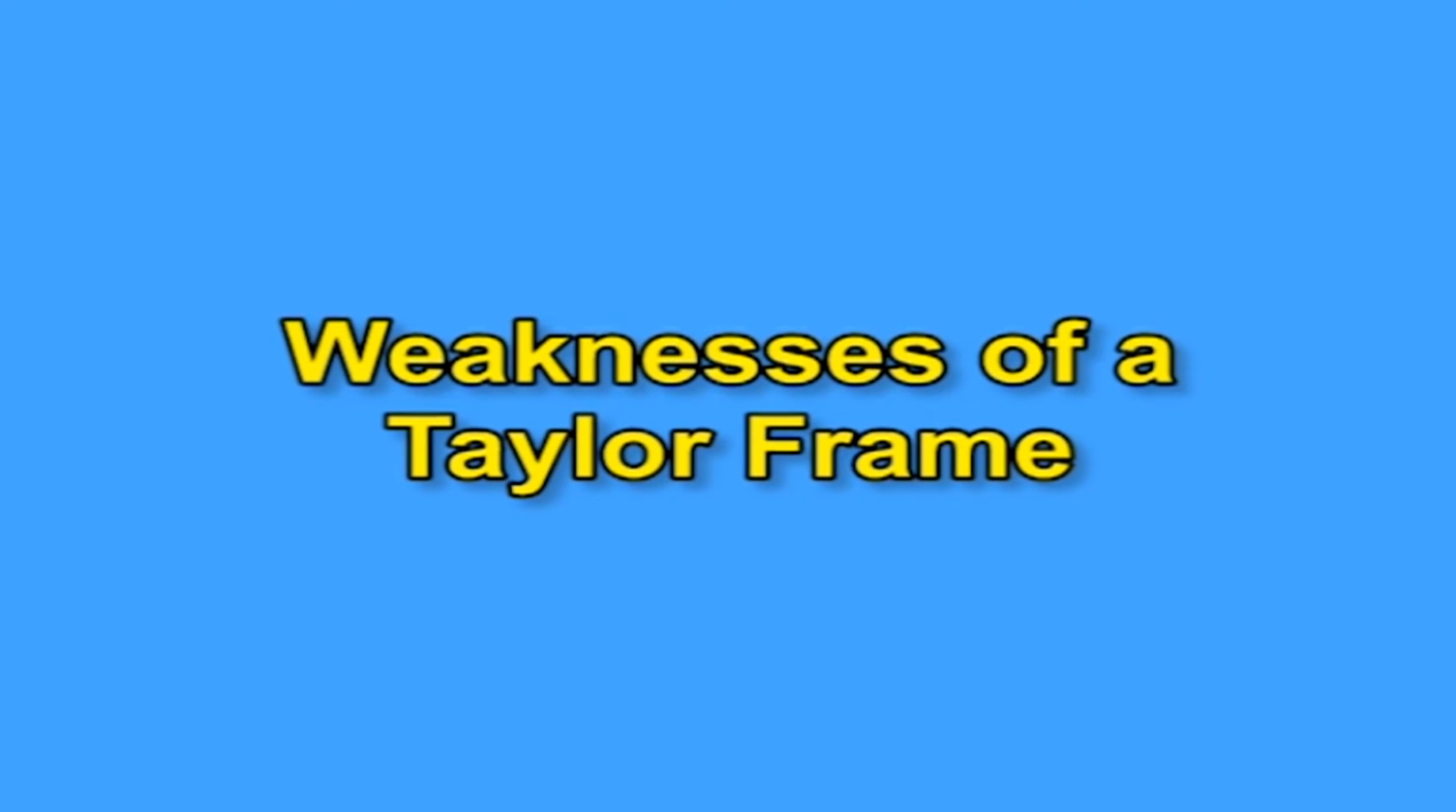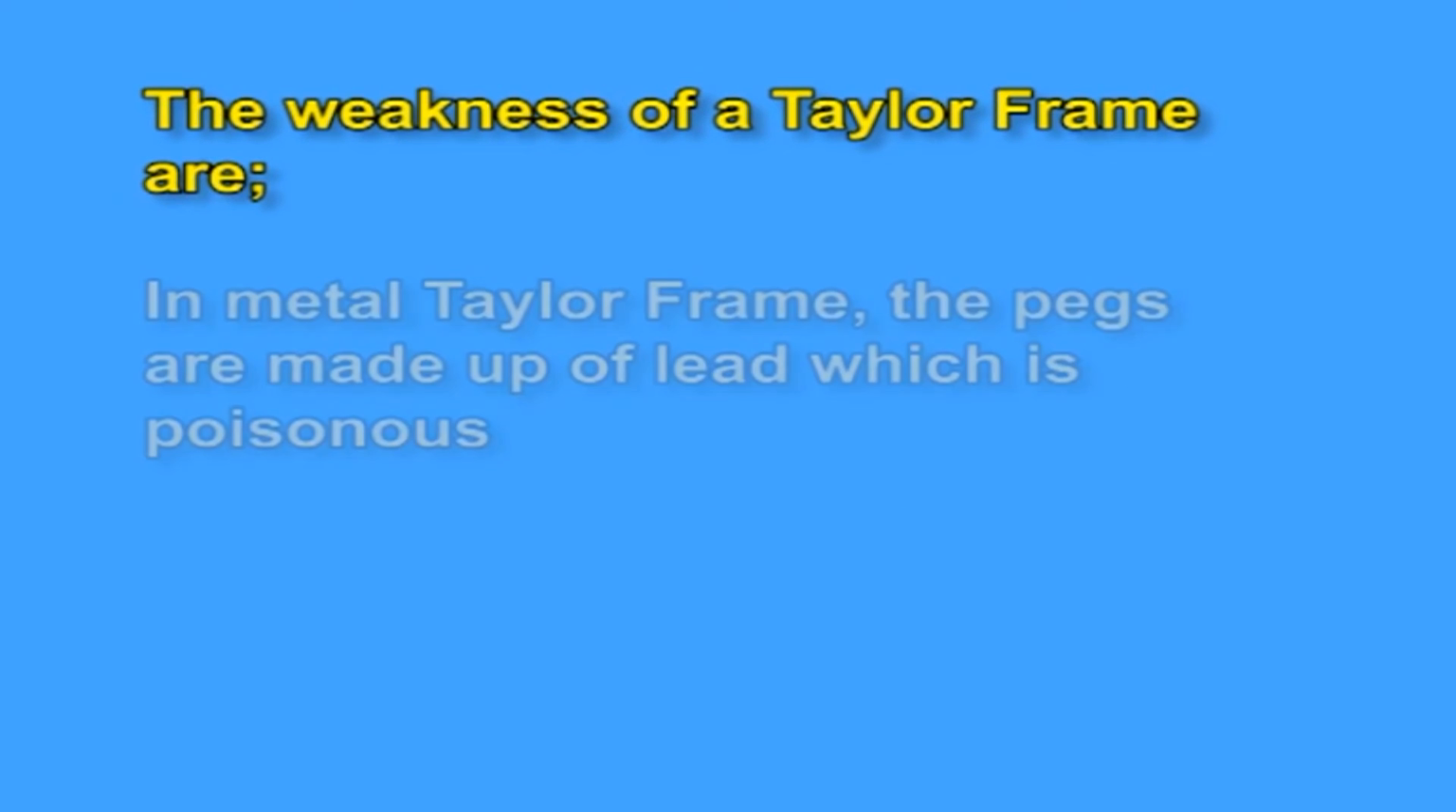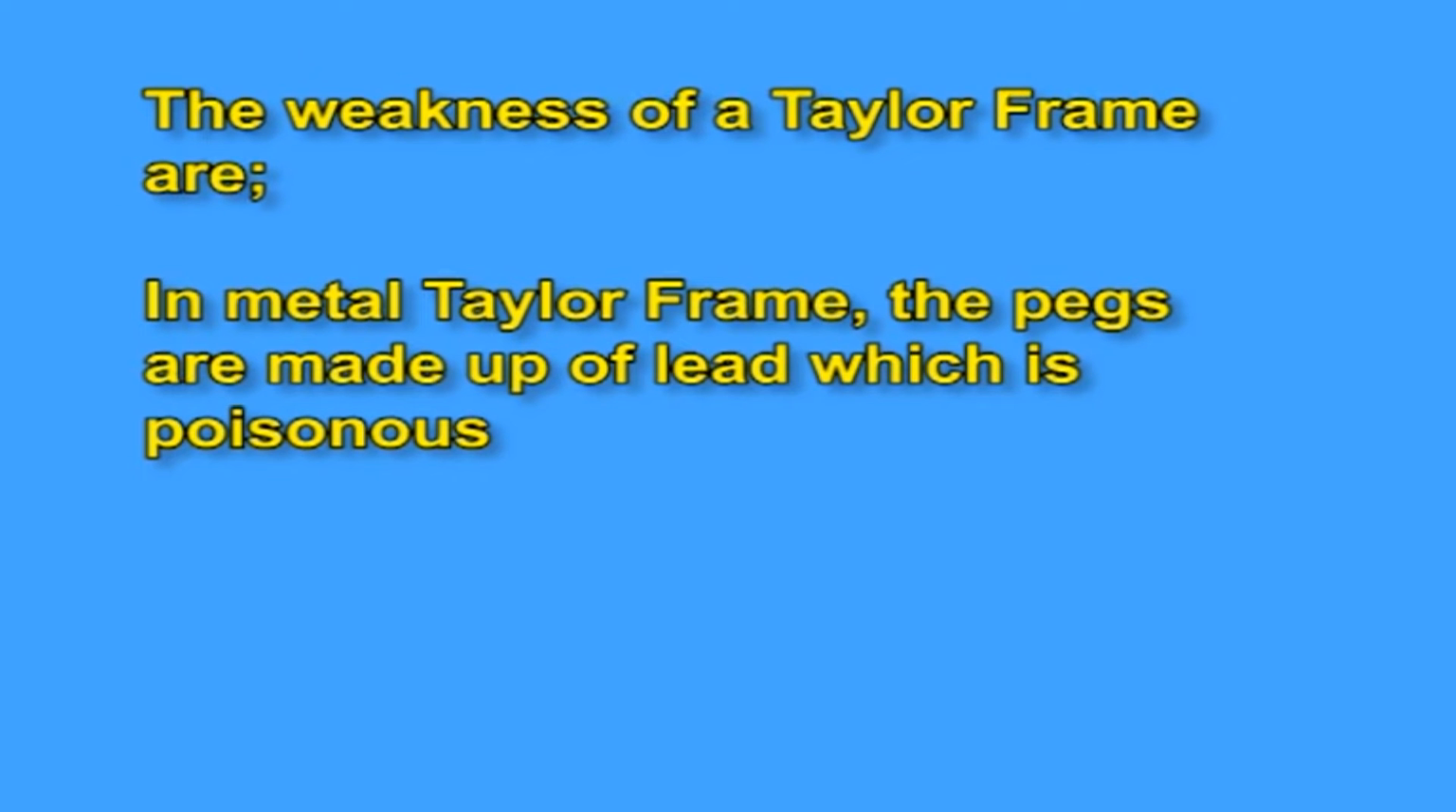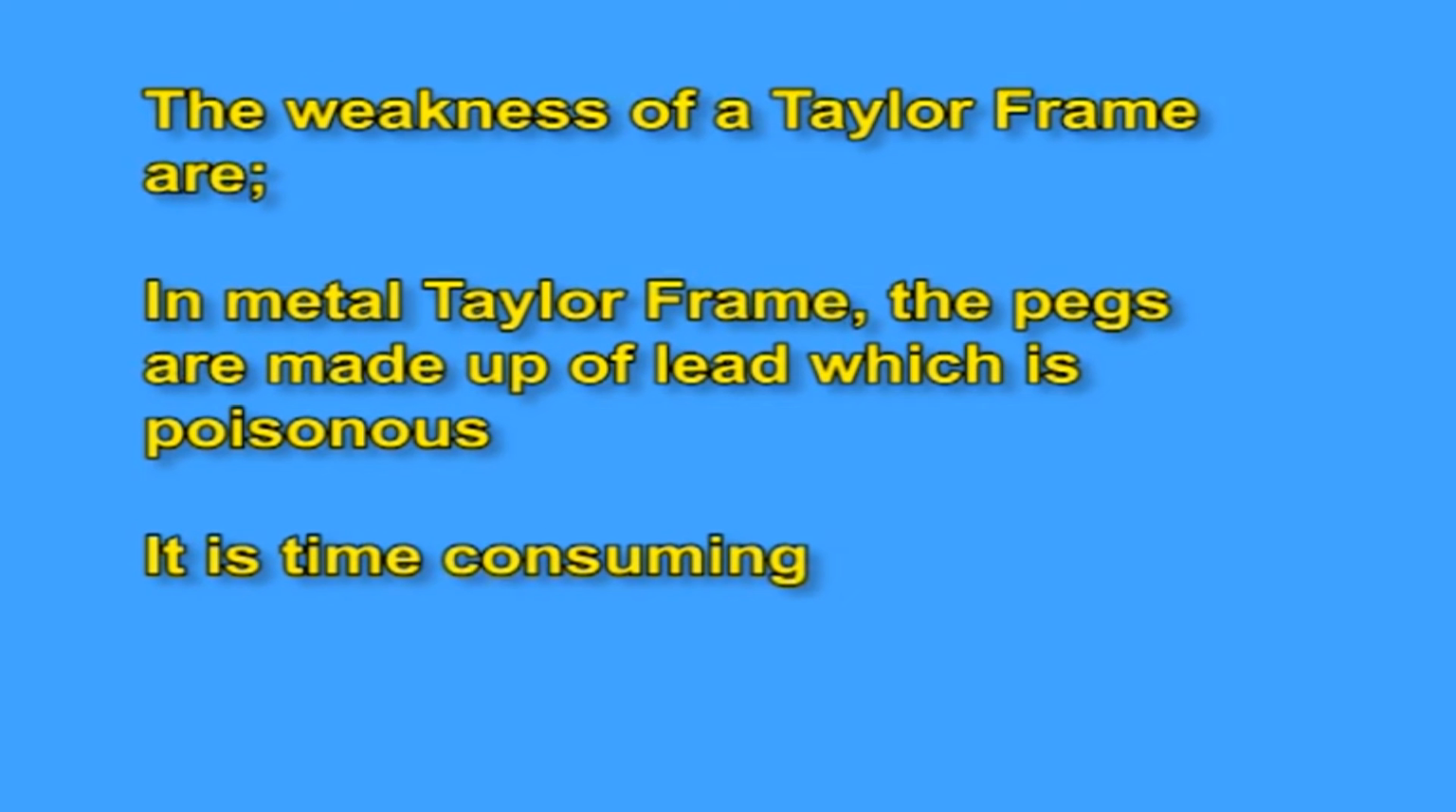Some of the weaknesses of a Taylor frame. The weaknesses of a Taylor frame are: in a metal Taylor frame, the pegs are made up of lead, which is poisonous. It is time consuming.